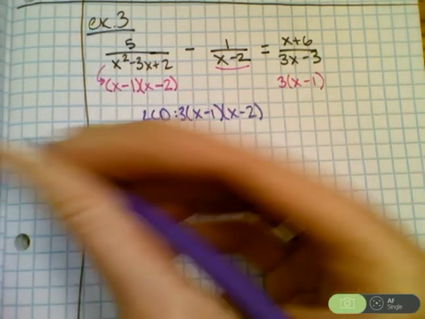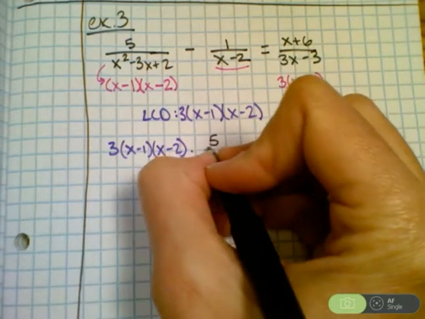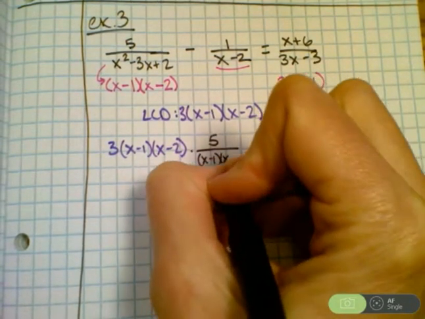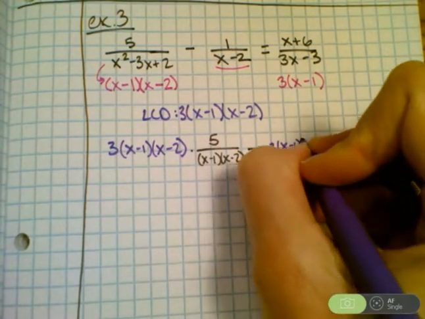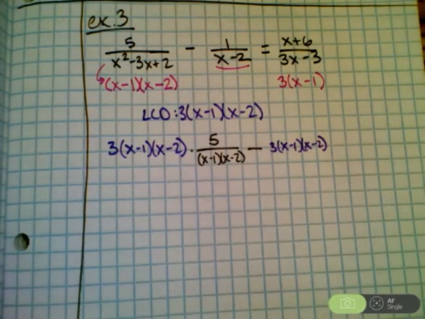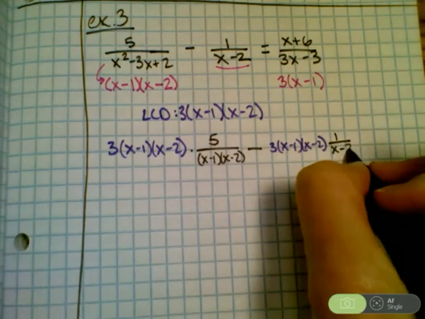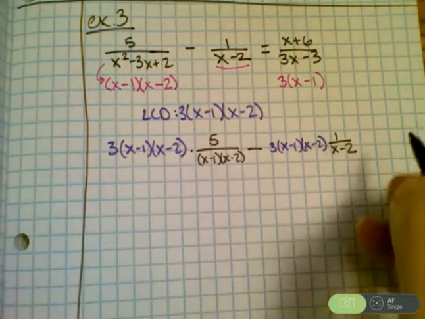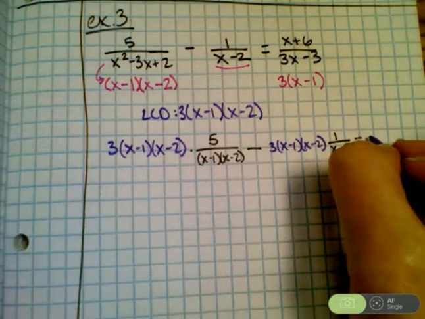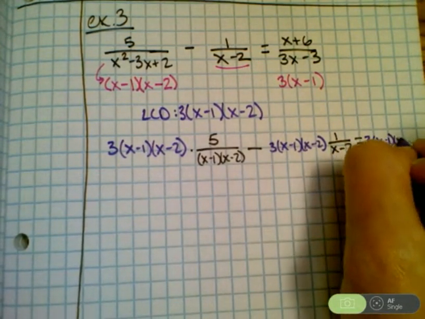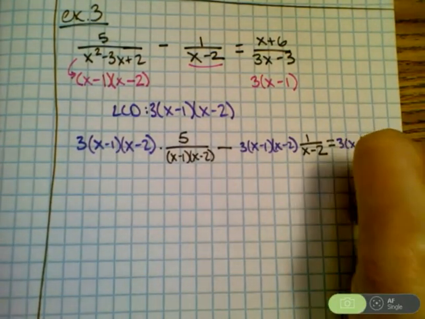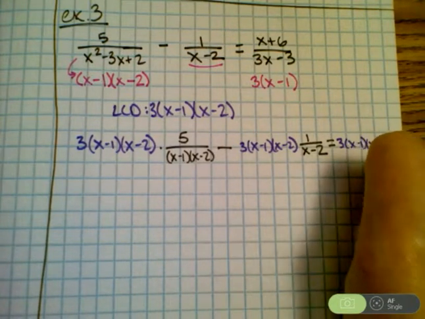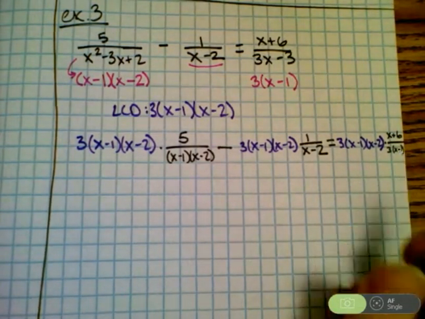3 times x minus 1, x minus 2 times 5 over x minus 1, x minus 2, minus 3 times x minus 1 times x minus 2 times 1 over x minus 2, again just coming back up here, that's going there, equals, I'm going to run out of space, 3 times x minus 1, x minus 2 times, I'm going to squeeze it in, x plus 6, over 3 times x minus 1. Just got it in there. That's 3 times x minus 1 in case you can't see it.